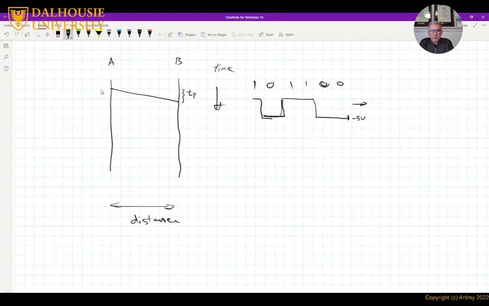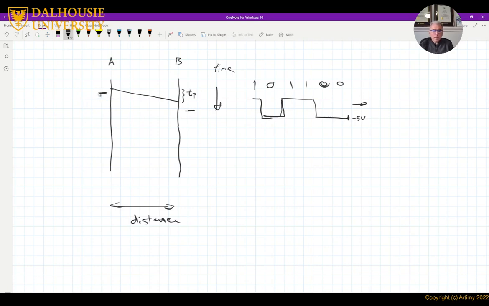So the first negative volt here starts being sent by the circuitry of A. It appears here after a while. That time depends on the medium and also depends on the distance. So let's say it takes 5 nanoseconds to travel 1 kilometer, and the distance is 10 kilometers, so it will take 50 nanoseconds to appear on the other side. And the longer the distance is, the longer the propagation time. Okay, so that's one bit.